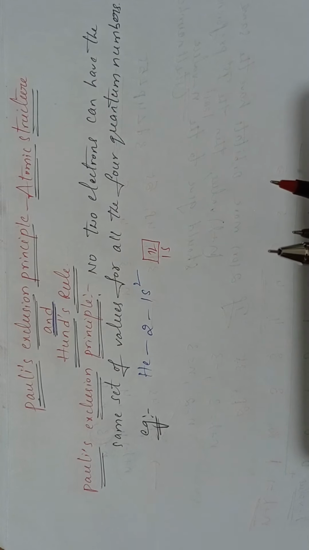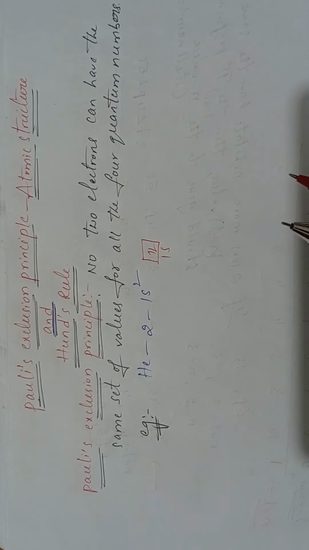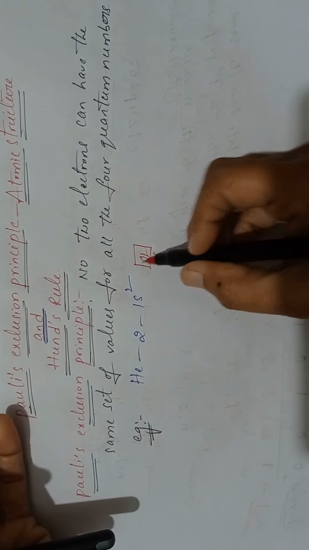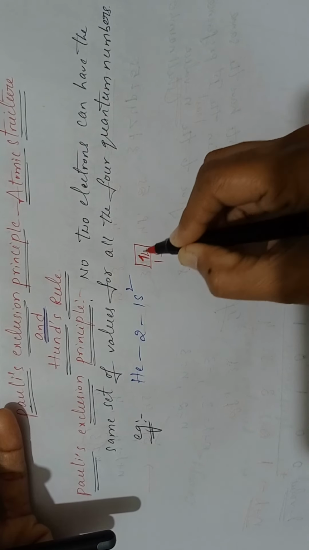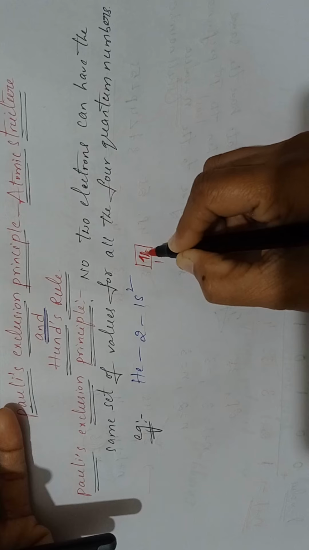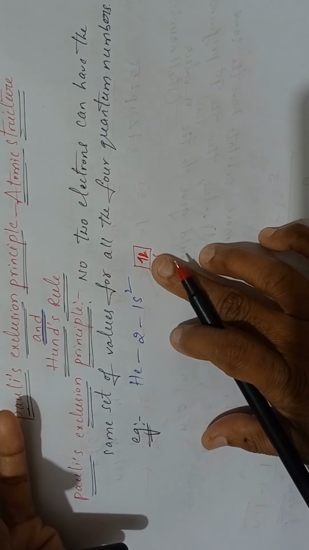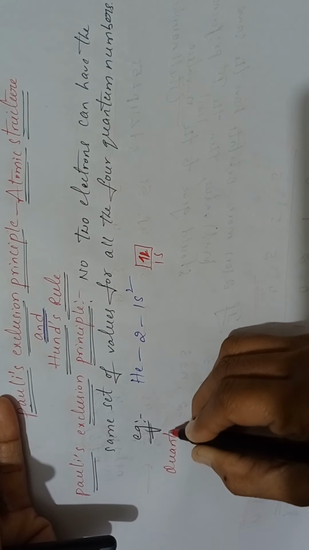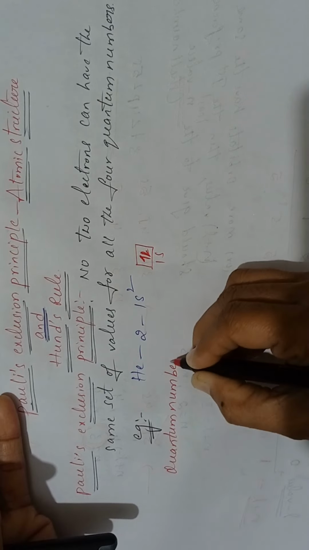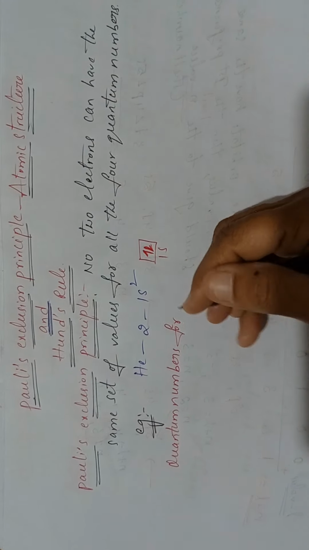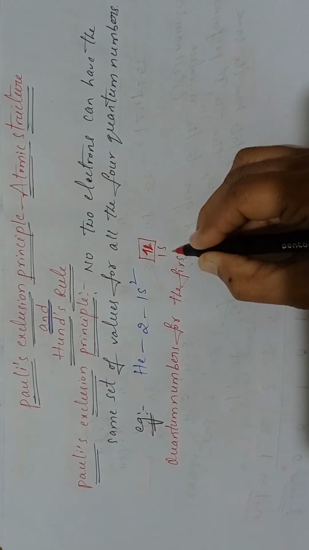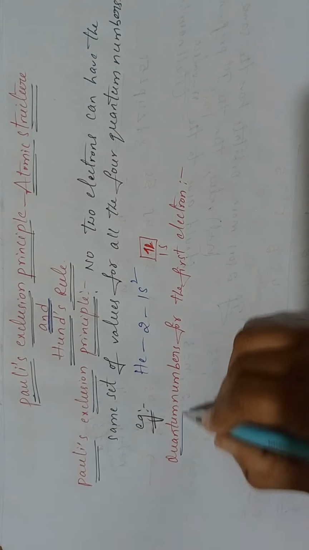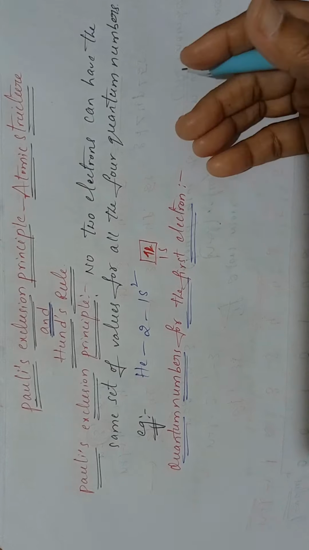First, I'm going to calculate the four quantum numbers for the first electron. This is the first electron, and this is the second electron. Now I'm going to calculate the four quantum number values for the first electron. So what are the four quantum numbers, students? You have to take n, l, m, s values.